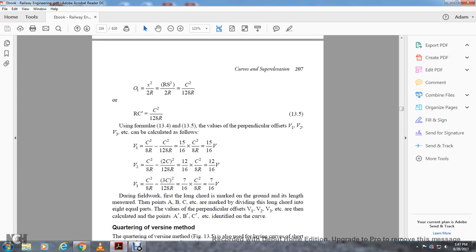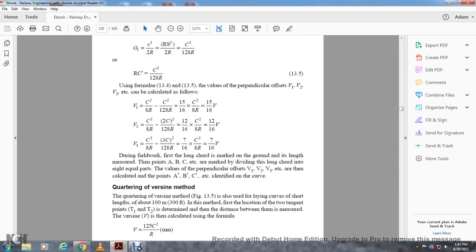During the field work, the long chord is first marked on the ground and its length measured. The points A, B, C are marked by dividing the long chord into 8 equal parts. The values of the perpendicular offsets V1, V2, V3, etc. are then calculated, and the points A, B, C, etc. are identified on the curve.